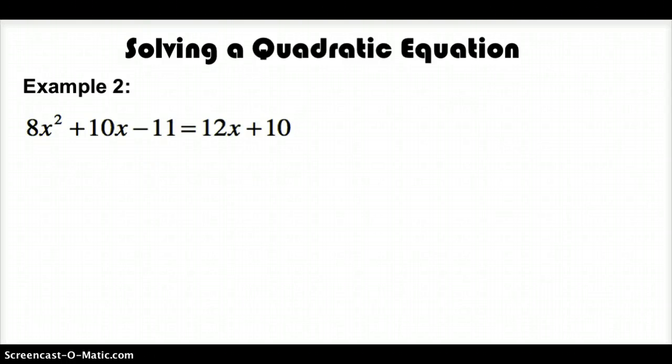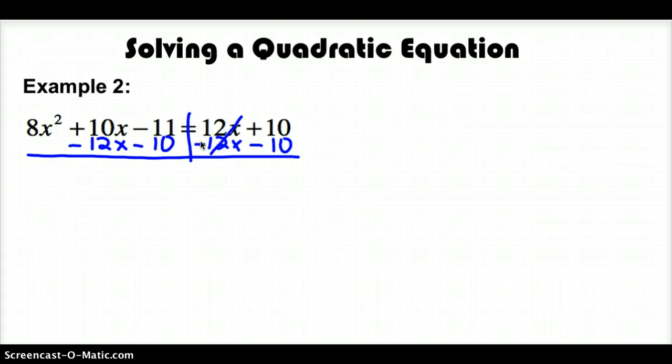Here's another example of solving a quadratic equation. Remember, the first thing we're looking to do is put this equation in standard form. So I will subtract 12x from each side. I'll move everything to the left. I'll actually subtract 10 from both sides as well. And again, these will add to 0 on this side, which was kind of our point.